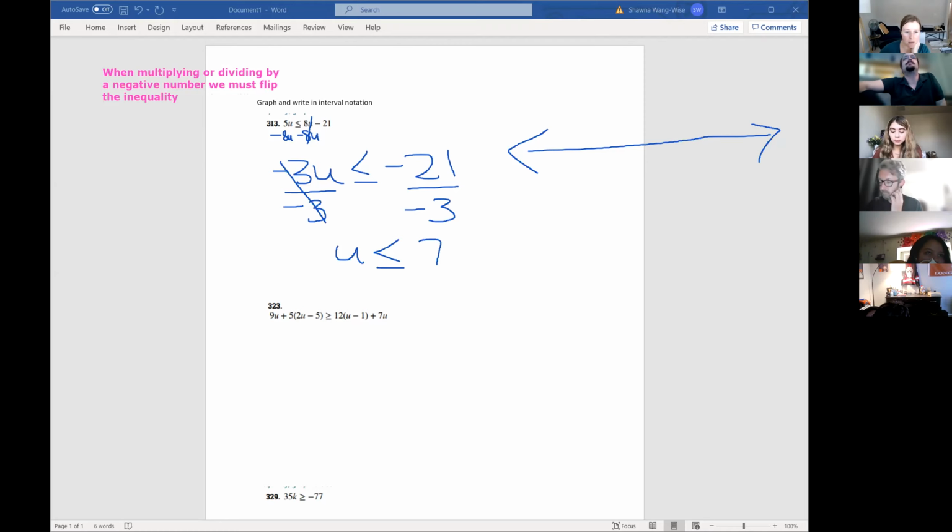So let me erase this inequality, and it gets flipped. Now it's going to go this direction, and that's because we divided by a negative number on both sides. Yep, it does change. That's the rule. Anytime you multiply or divide by a negative, it's going to change the direction of the sign. It's always the rule. A little star next to it. The rule.